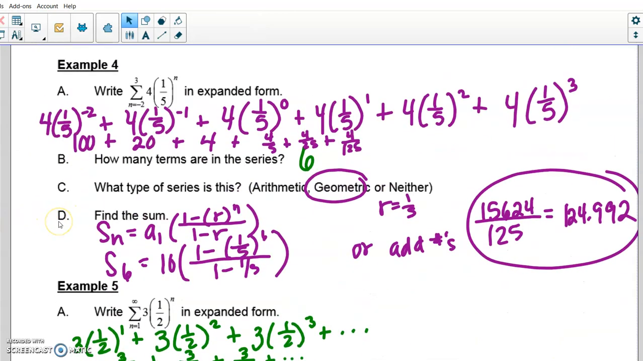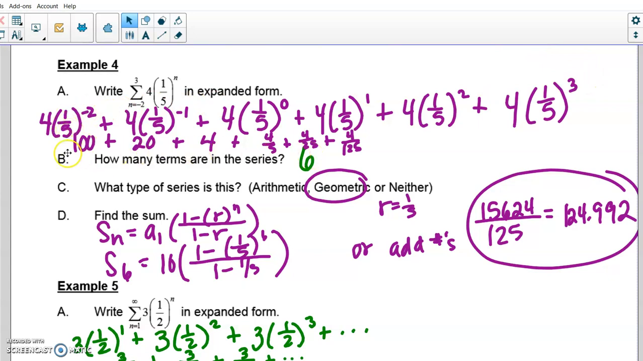All right, here's example 4. So first thing it wants us to do is write the sigma notation out in expanded form. So we're going from -2 to 3. So wherever n is, we're going to put -2. Then we'll put -1, then 0, then 1, then 2, then 3.